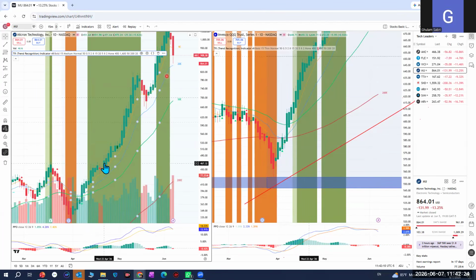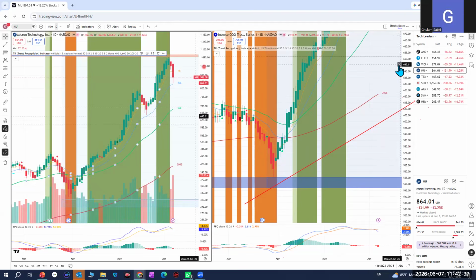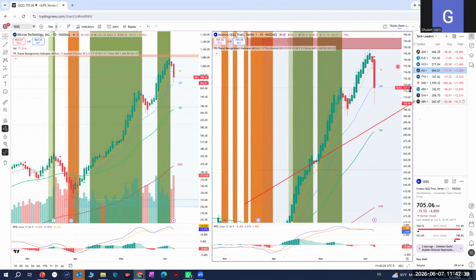Now, at this point of time, when the green zone is here, PPO is still rising. This is the point where it will find support along this 9-day line. It again found support here. And now we are at this point.